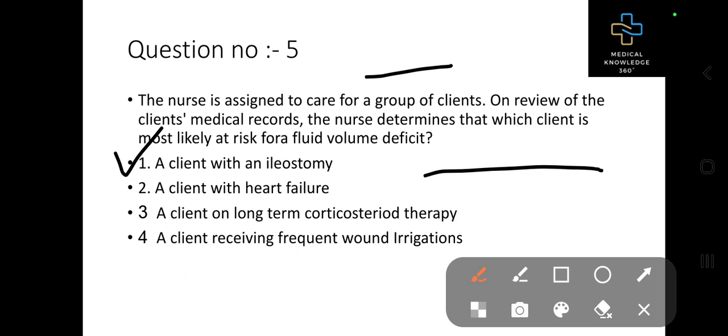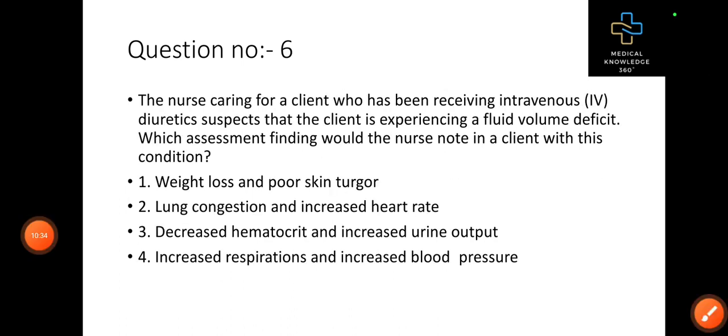So a client with heart failure, or on long-term corticosteroid therapy, or a client receiving frequent wound irrigations, is most likely at risk for fluid volume excess. Here the client is fluid volume deficient, so the right answer for this question is a client with an ileostomy.